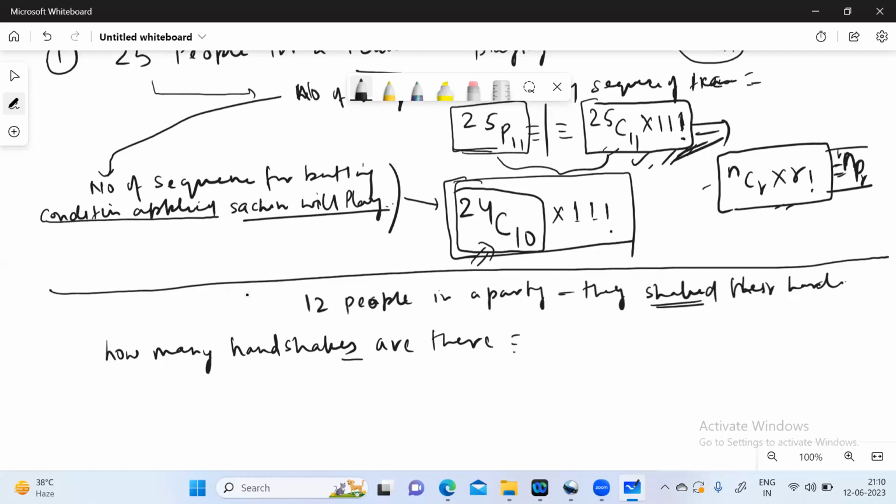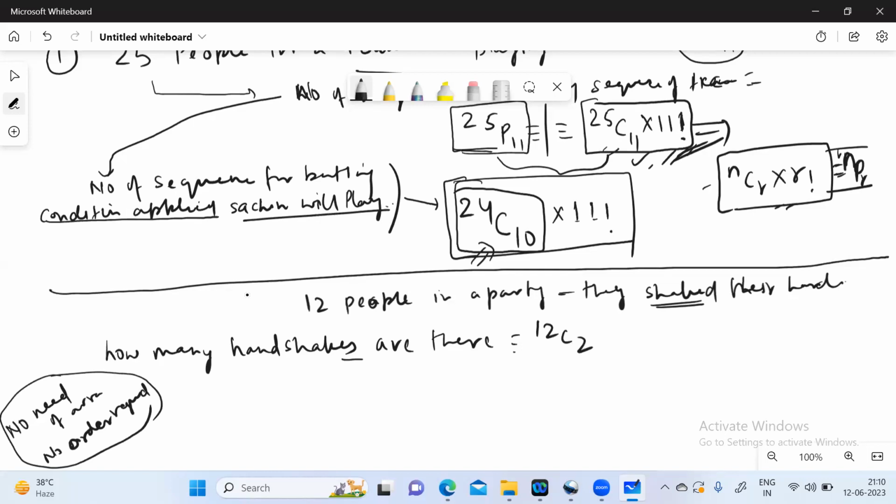These are the words here. No need of arrangement. No order required. So these are the conditions where we will say that there is no need for arrangement or permutation. So the answer would be 12C2.